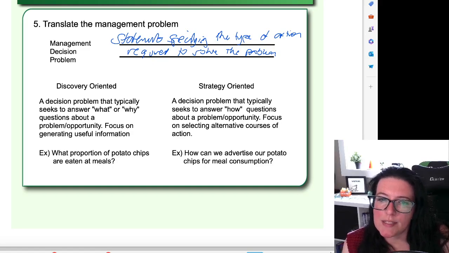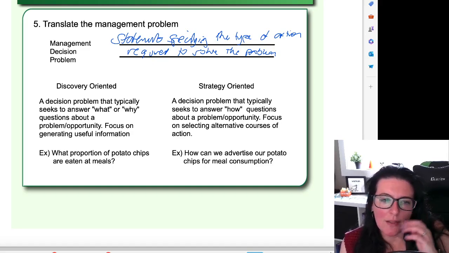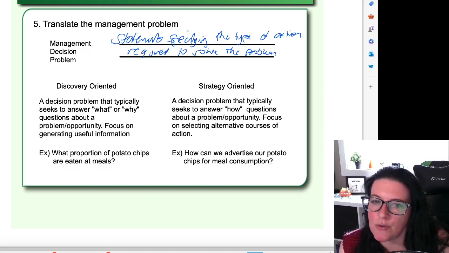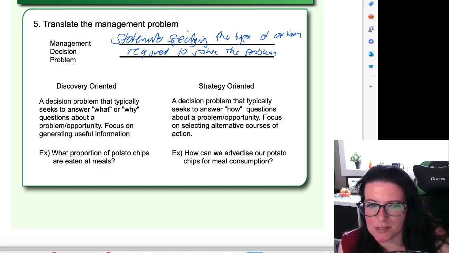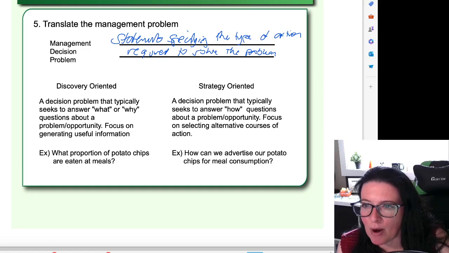So which orientation should you go with? Well, the challenge with the discovery-oriented is that if they're simply asking for information, basically saying, get us information as part of this research project, the problem is that facts on their own don't necessarily lead to good decisions. So really what we want is more of a strategy-oriented decision problem. So we're writing out this statement specifying the type of action required to solve the problem.